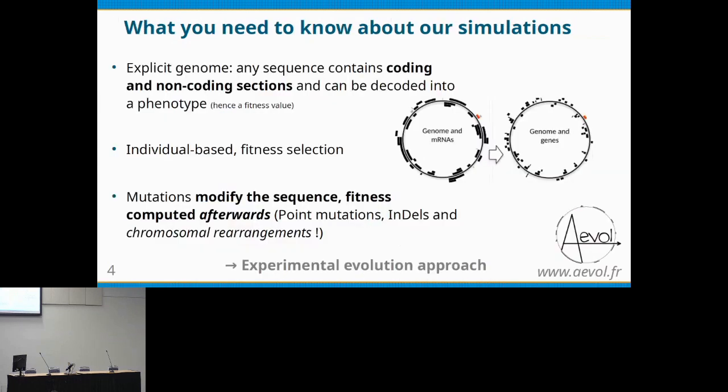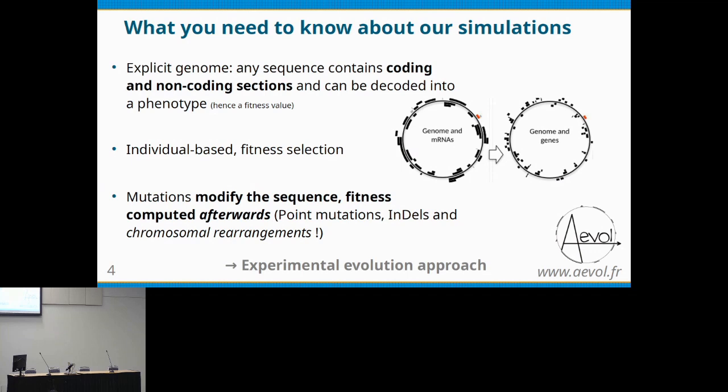You do not need to know everything about our simulation methods, but you do need to know a few things to understand our results. First, we have an explicit genome, and on that genome, we are able to recognize RNAs and genes, and so we can decode any sequence into a phenotype, hence a fitness, and we can know perfectly which parts of the genome are coding or non-coding. It's an individual-based model, and we have selection on the fitness, and the mutations are occurring on the sequence. And so we modify the sequence, and afterwards we compute the fitness. There is no a priori fitness distribution effect.